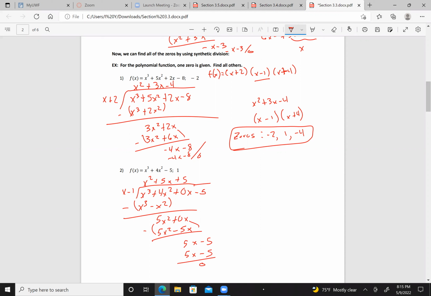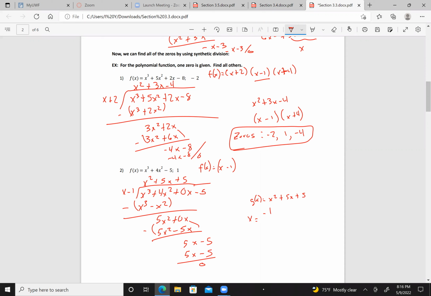So this one doesn't look pretty. So I know I have one factor, x minus 1. Now I'm looking at x squared plus 5x plus 5. And again, we'll call that g of x. Well, I don't see factoring that. So that brings us to the quadratic formula.